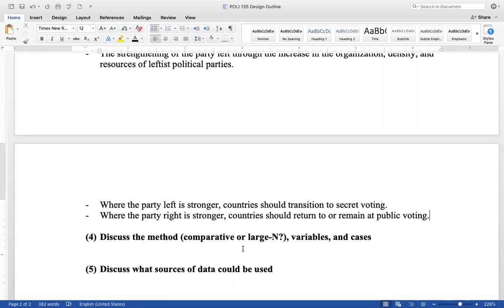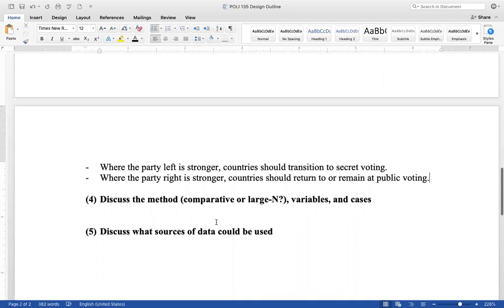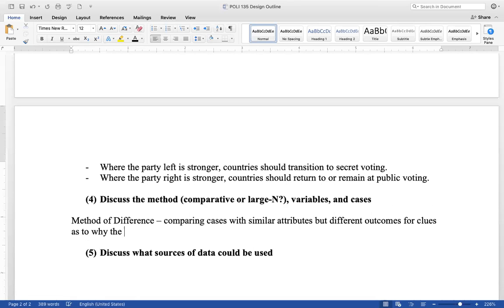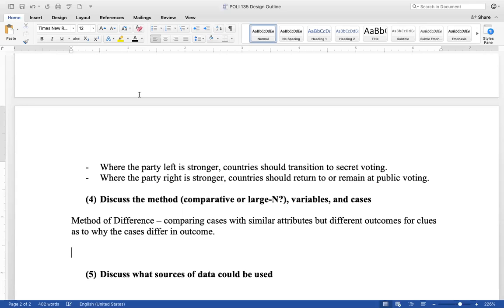It's an issue that is of importance in democratization and in political behavior, and it's something that we could study very easily. And the way I'll study it is by using the method of difference. Now remember that this involves comparing and contrasting cases with similar attributes but different outcomes for clues as to why the cases differ in outcome. And I would choose the following case. This isn't that creative, but I'm using it because it's a case that's already important in the literature and it's got a useful break between time 1 and time 2.